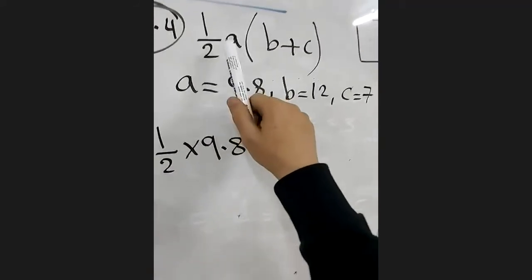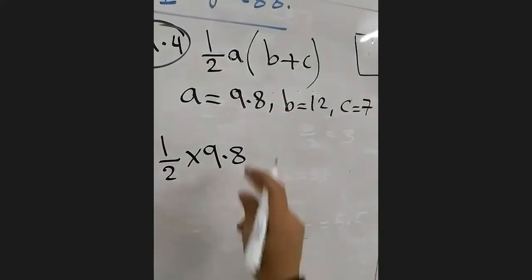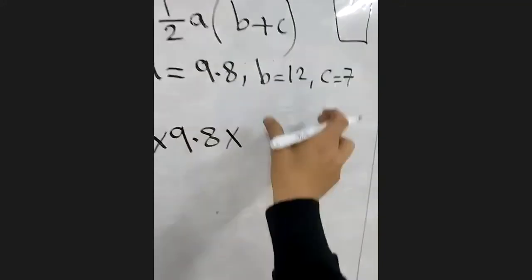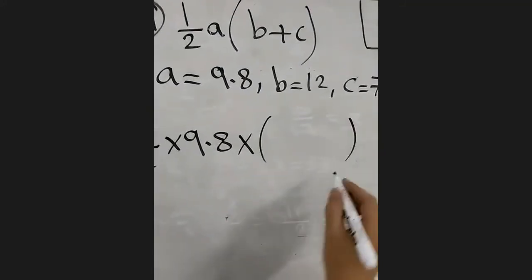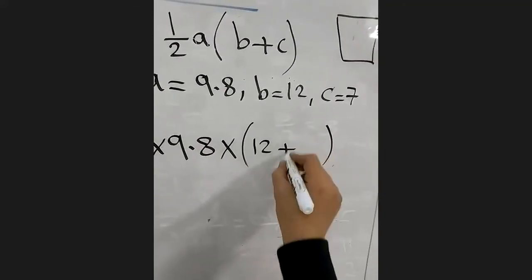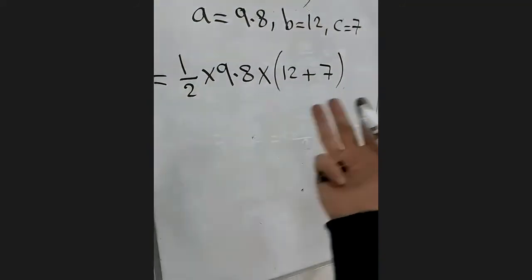What's between a and the bracket? We have nothing, so also it is multiply, and now we put the bracket and replace b and c. b is 12. c is 7. Now we have a numerical expression.